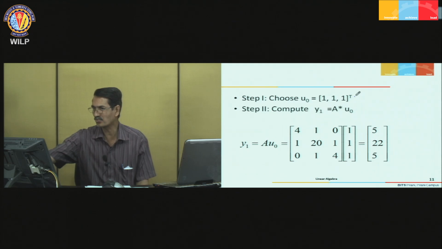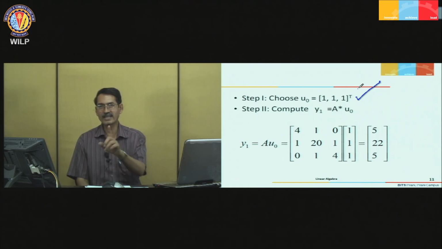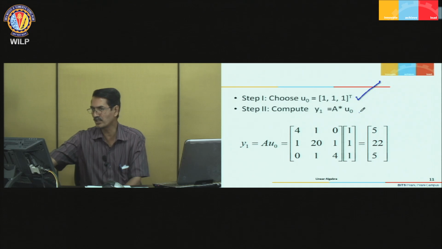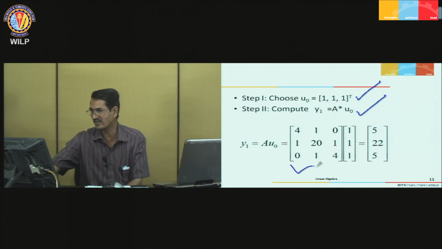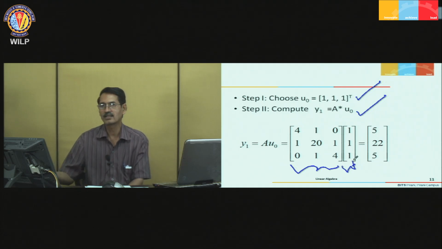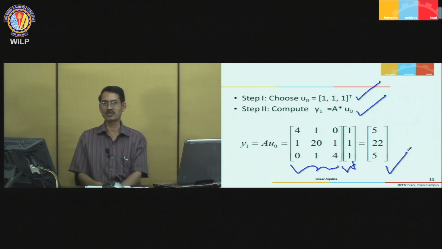I am writing transpose just to show that it is in fact a column vector. Second step is to compute A into U0; Y1 I am calling here, Y1 is equal to A into U0. This matrix is A and U0 is (1, 1, 1), a column matrix. So, multiply these two matrices. I believe you are aware of how to multiply two matrices. The output is 5, 22 and 5. This is your A into U0.